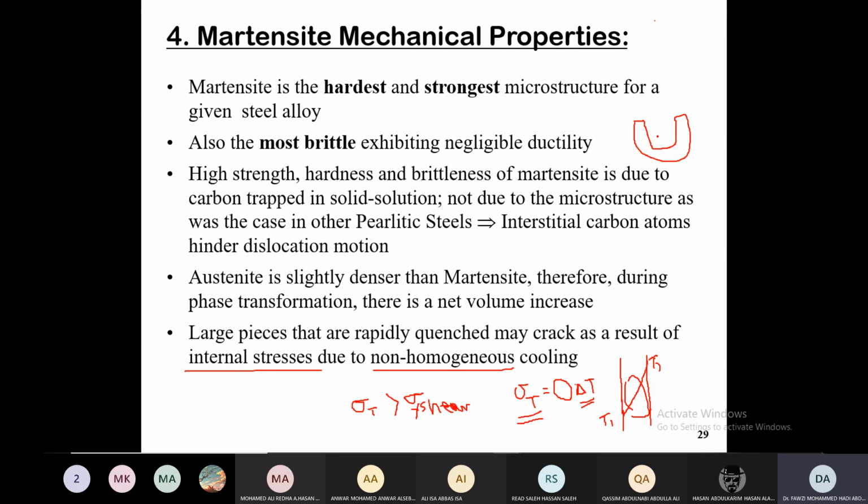Why? The internal temperature is nearly 100 degrees centigrade. The external temperature, let's say with cold water, could be 10 degrees centigrade or 5 degrees centigrade. It causes an internal stress in the material which is higher than the shear yield stress, which causes the breaking of the material. So this can cause fracture of the material or cracks in the material.